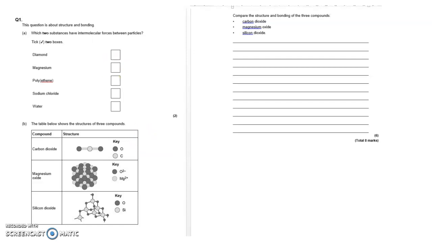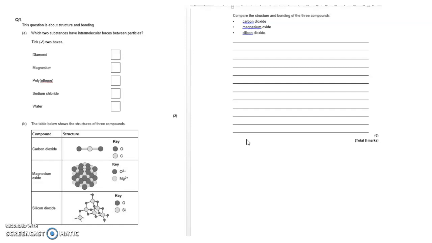Okay, in part B, you've got a 6-mark question here, which is comparing. There's the command word: compare the structure and bonding of the 3 compounds. So you've got carbon dioxide, magnesium oxide, silicon dioxide. When you're planning your answer here, think, what are these substances made out of? Are they made out of atoms or ions? Think, is the structure giant or simple?